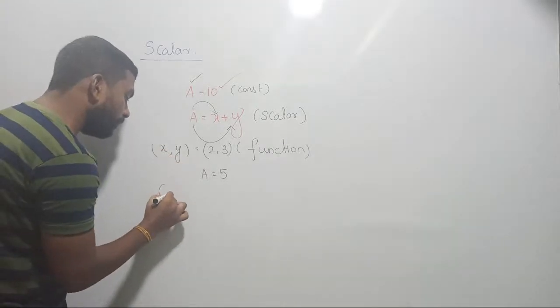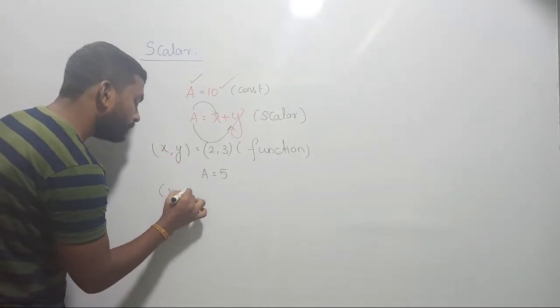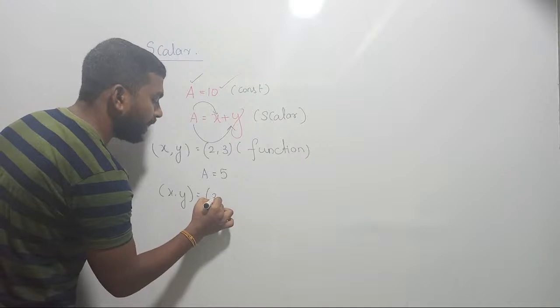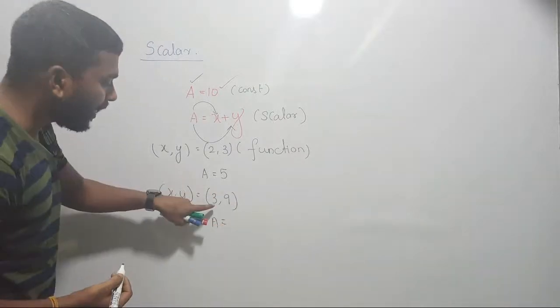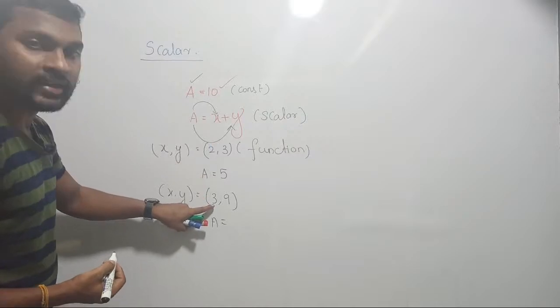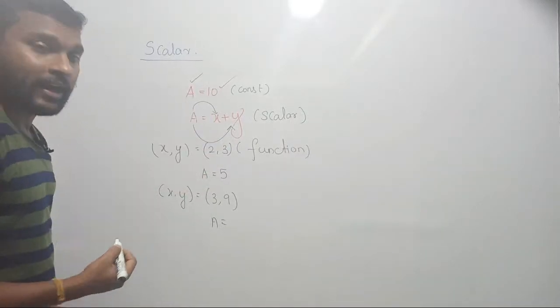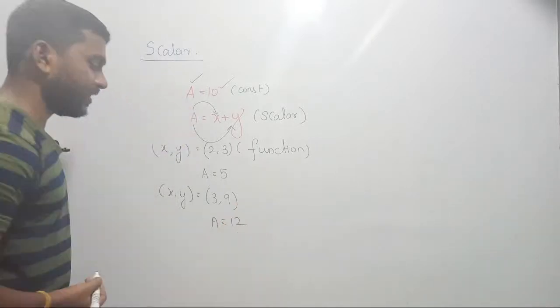Why, sir? Sometimes it might be 5. Suppose I keep x comma y as some other value, let me keep 3 comma 9. Can anyone guess what is the value of a? A is x plus y, where the value of x is 3. What is the value of y? 9. 9 plus 3? 12. Yes, exactly. We are going to get 12.